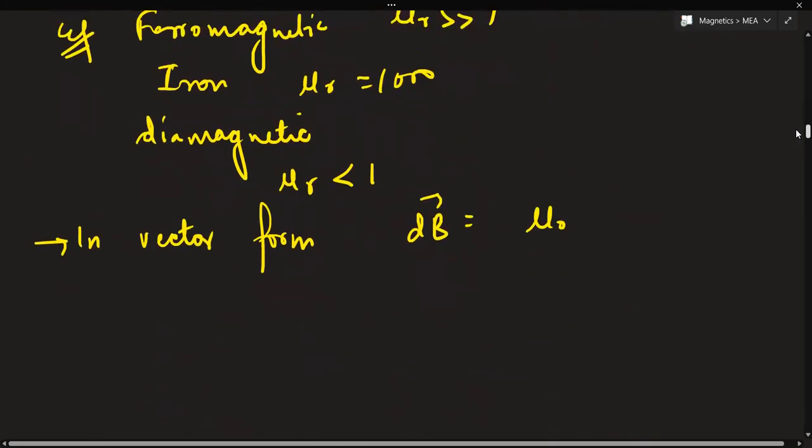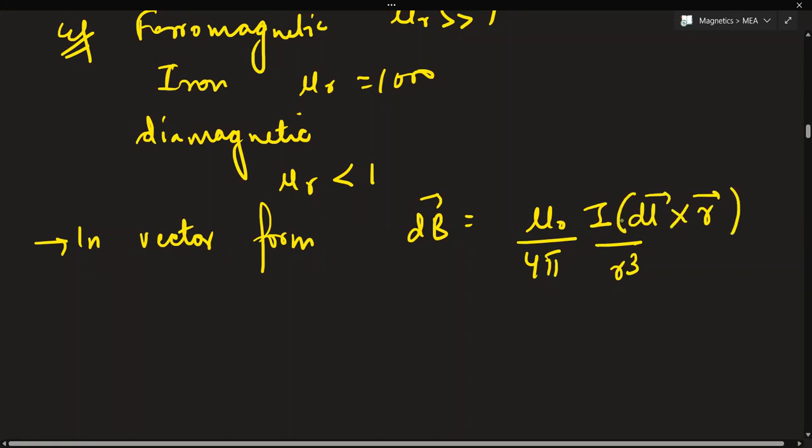So in vector form, how is dB written? dB is written as mu naught by 4 pi, current I, and we write r cube because we multiply the denominator and numerator with r. So that gives us I dL cross r. So your sine theta vanishes over here. All right, this is your magnetic field in vector form, your Biot-Savart law in vector form.